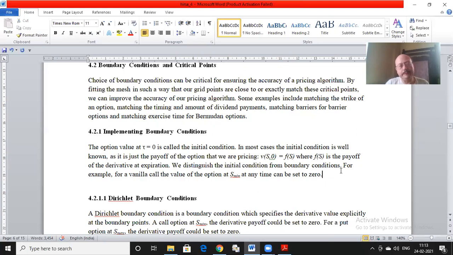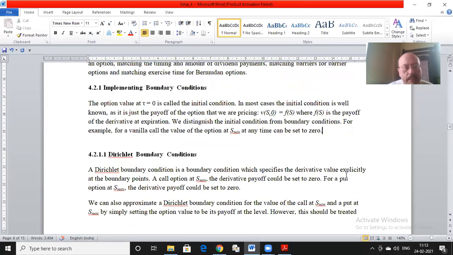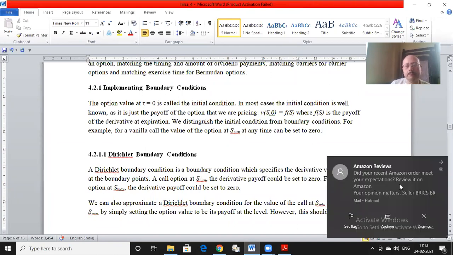But we are not always this lucky. Sometimes option contracts are complicated, so it is not that easy to figure out those conditions. But we have some general strategies which usually help us. So the first strategy is the Dirichlet boundary condition strategy. So Dirichlet boundary conditions, what happens here is we specify the derivative value explicitly at the boundary points.